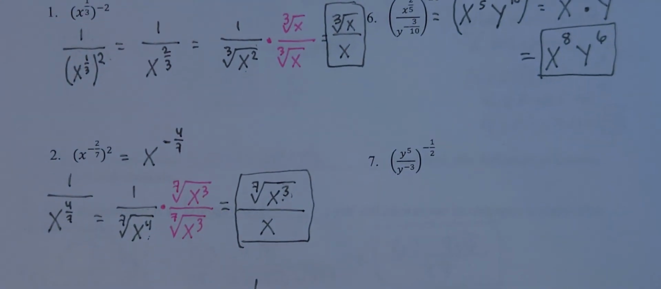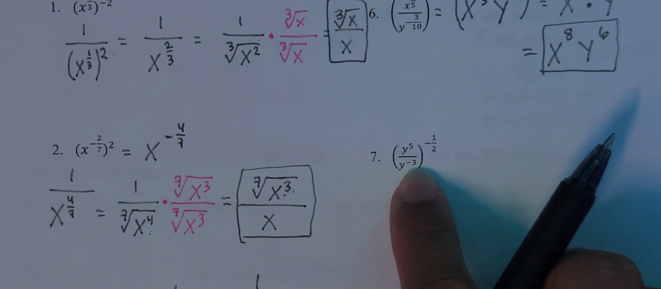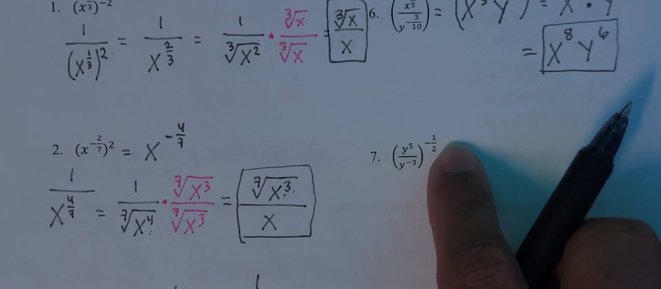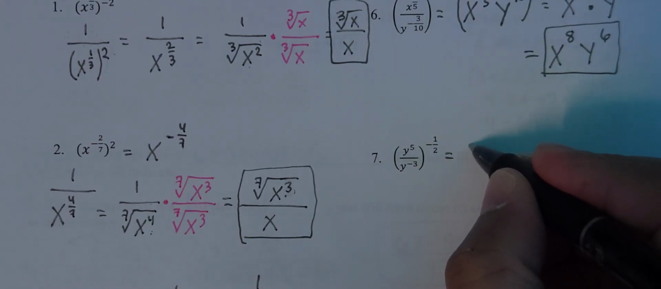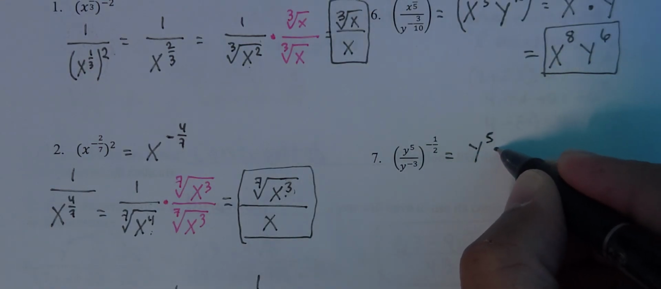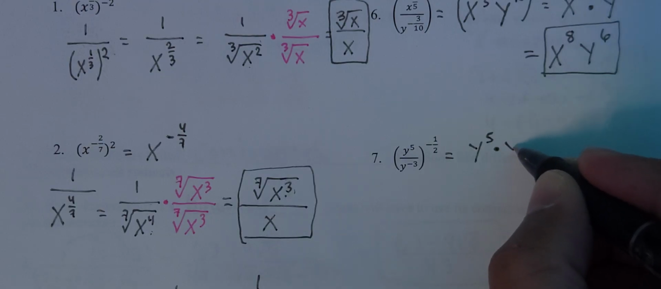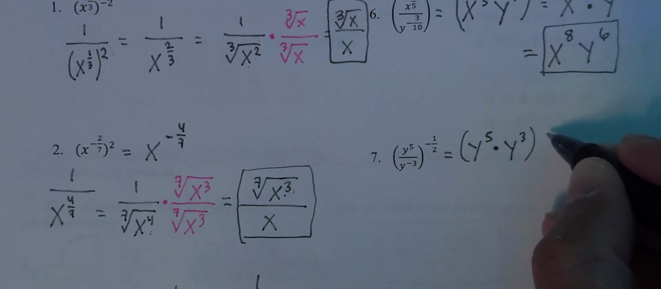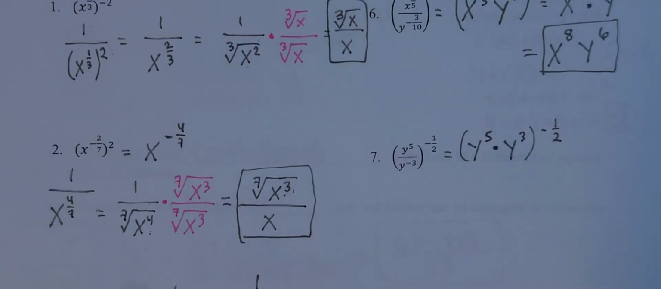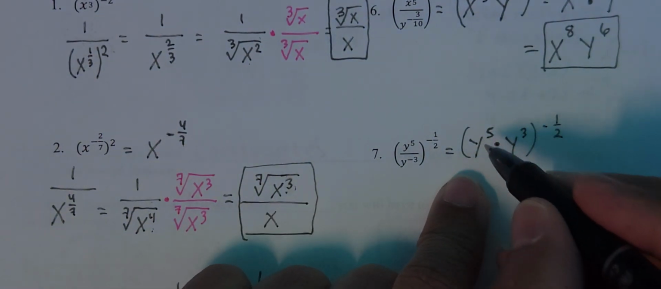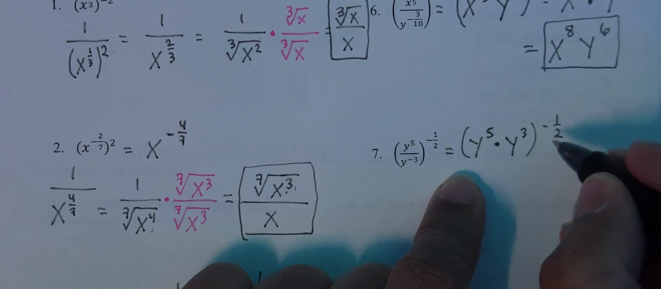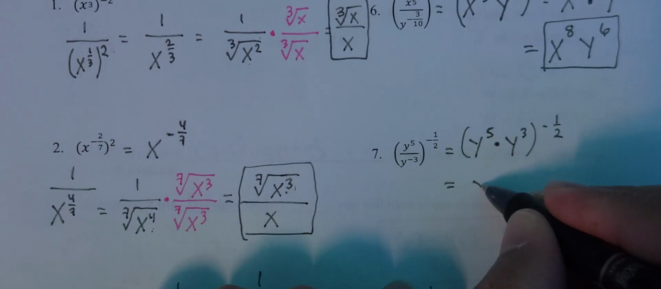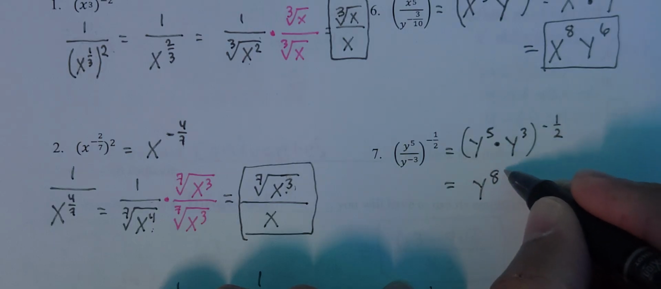All right, next one. Number 7, notice that this power is negative, and this one is also negative, so this is negative 1/2. So I'm going to bring the y to the 3rd to the numerator. So we have y to the 5th times y to the 3rd, and then we have a negative 1/2 power outside of that parentheses. When you apply that property of exponents, that when you multiply the same bases, you add the powers, then this is equal to y to the 8th, because that's 5 plus 3.